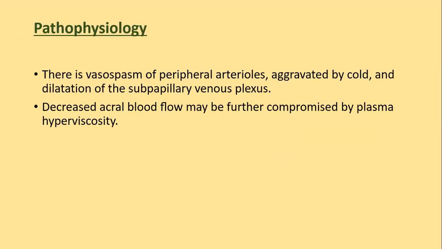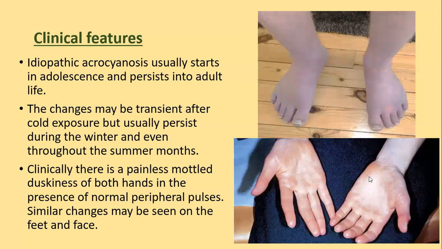Pathophysiology. There is a vasospasm of peripheral arterioles aggravated by cold and dilatation of subpapillary venous plexus. Decreased acral blood flow may be further compromised by plasma hyperviscosity. Clinical features. Idiopathic acrocyanosis starts in adolescence and persists into adult life. Changes may be transient after cold exposure, but usually persist during winter and even throughout the summer months.